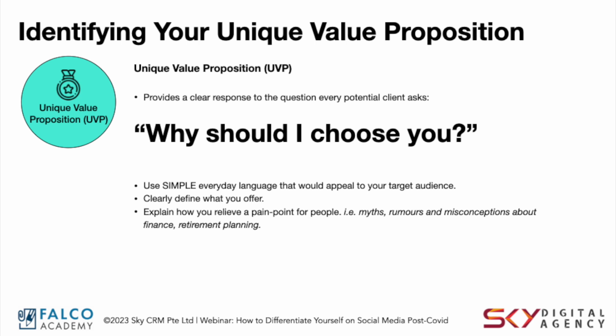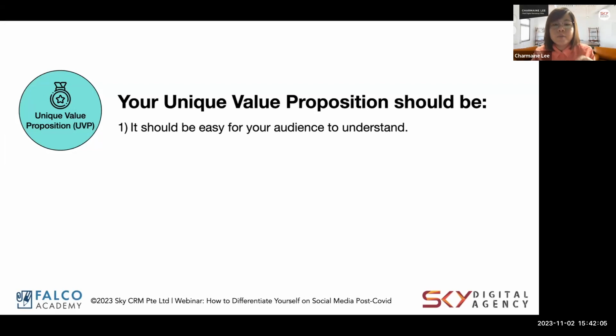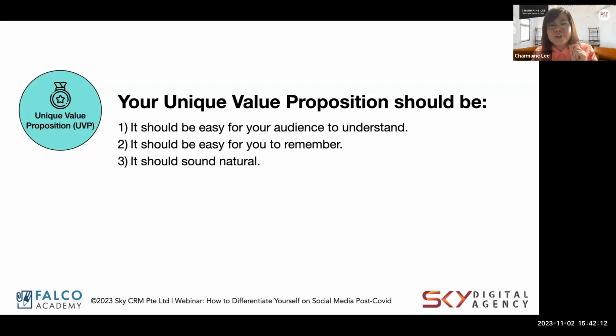Also, your UVP, your unique value proposition, should be easy for your audience to understand. It should be easy for you to remember. And it should sound very natural. It shouldn't be bombastic words that are very difficult for people to understand or that just don't come out naturally. And it should be verifiable. So if you say that you are something, but it is not verifiable online, they can't see that you are really sharing all these things online, you are doing this and that, then it's not verifiable. We call this social proof, right?